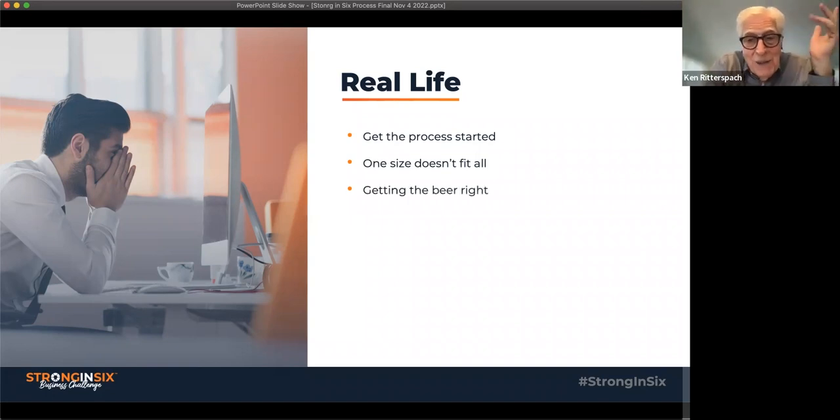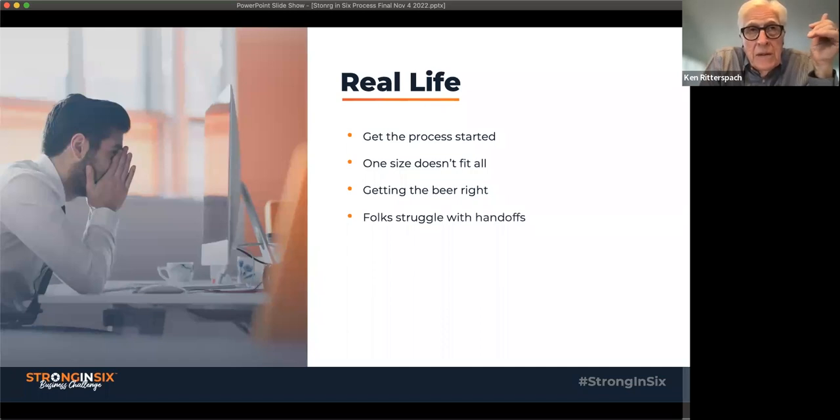Getting the beer right, we talked about that before, about the brewery. I just told that story earlier. Folks struggle with handoffs, talked about that too. That's a very clear benefit in this whole process component, is you make those handoffs crystal clear.